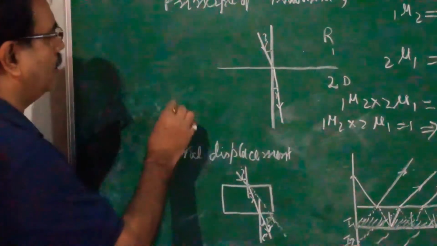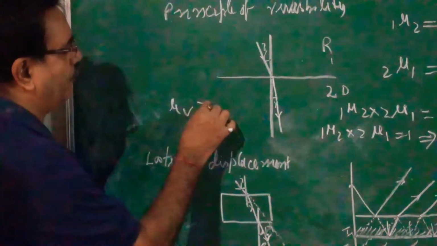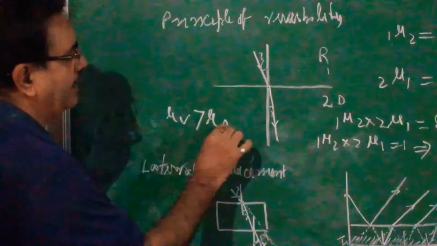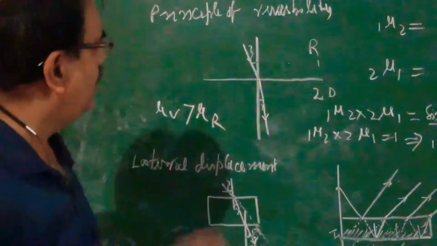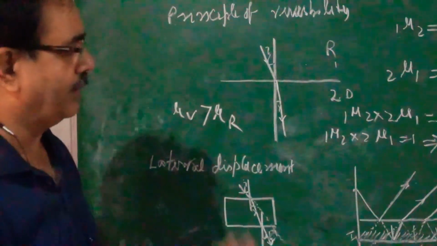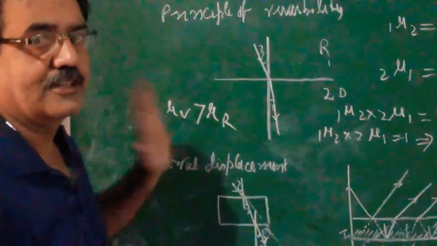And since we know the refractive index of violet is more than red, the lateral displacement in case of violet will be maximum, and in case of red it will be minimum. This is about the lateral displacement.